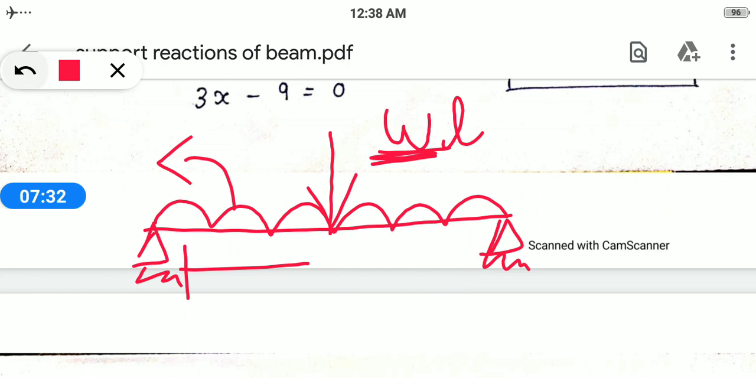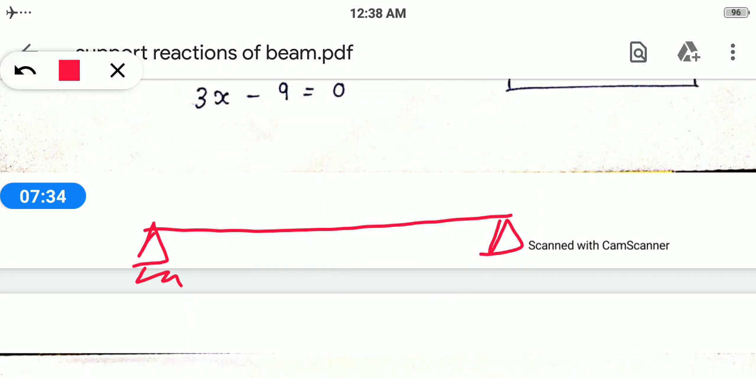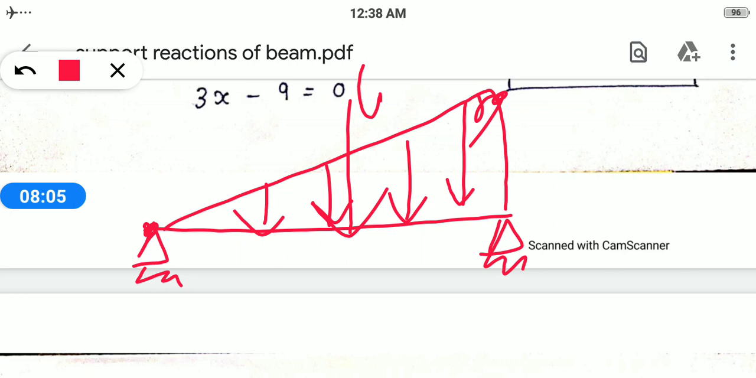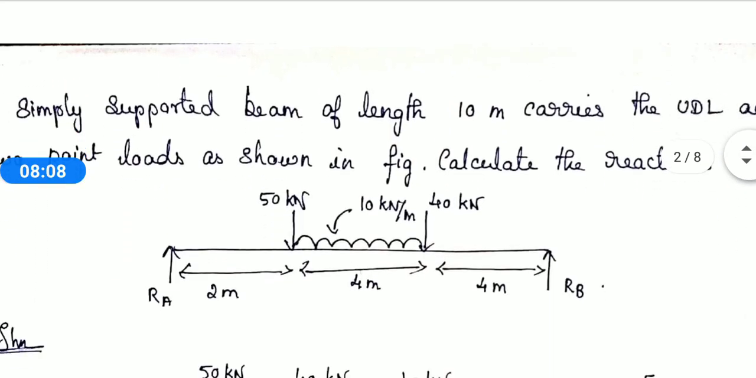Same like that, you have another type of loading condition, that is VDL, varying load. In some cases there will be a load that gradually varies from one point to another point. UDL means it will be the same at both points, while VDL will vary from 0 to the highest value. For this also we have to convert into a single point load using a formula. We'll see that whenever we are doing the sum, but this is for your understanding. Now we'll move to the next problem.